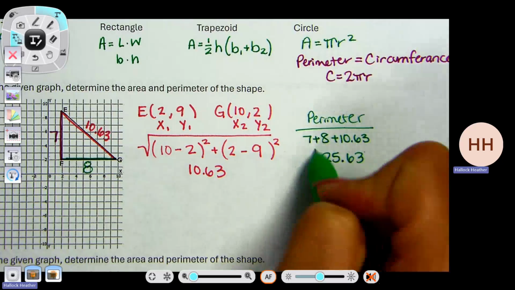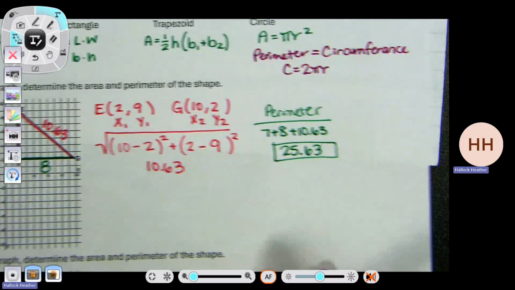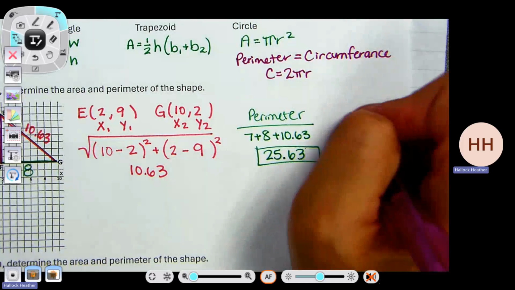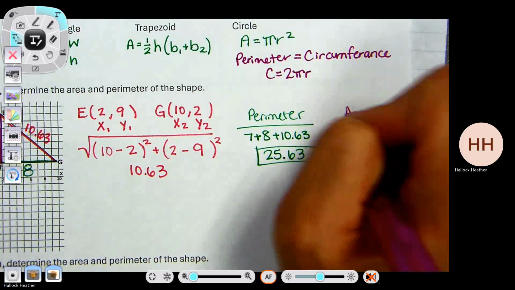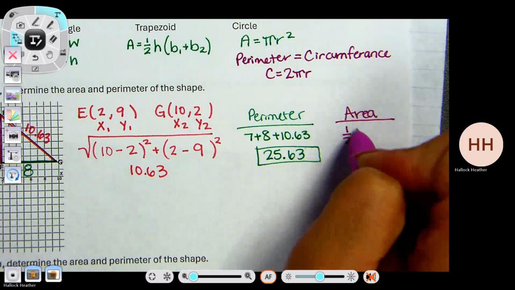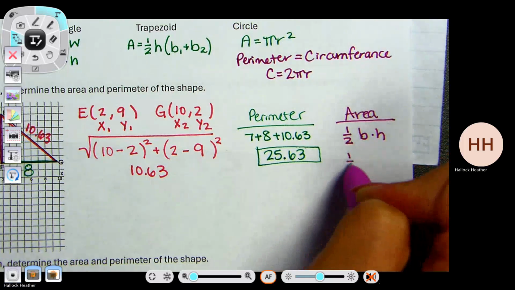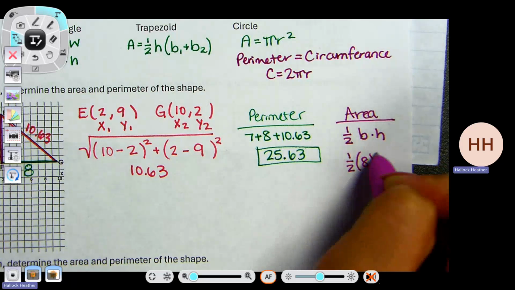25.63. Whenever I'm using area, because it's a triangle, I'm using a specific formula. What's my formula for area? Base times height. What's my base? 8. What's my height? 7.